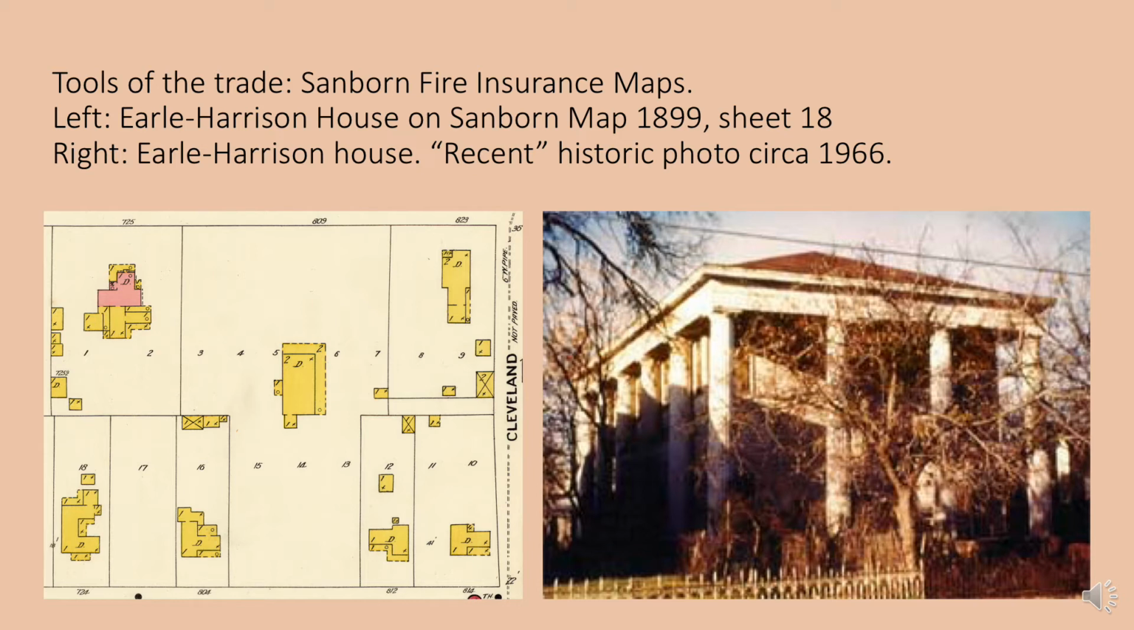And so on the image that we see here, almost everything on this block is made of wood. So it's quite flammable. The pinkish colored building at the top is an indication that that was brick in front, but it had a framed front porch and then additional rooms of frame in the back. And the image in the center is of the Earl Harrison House.